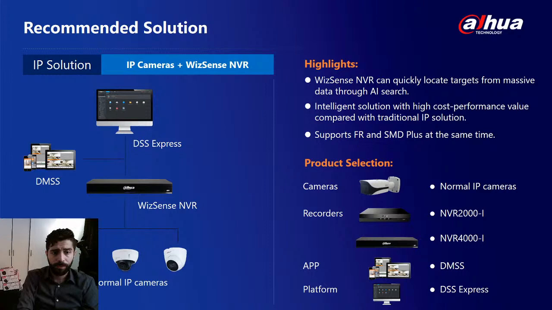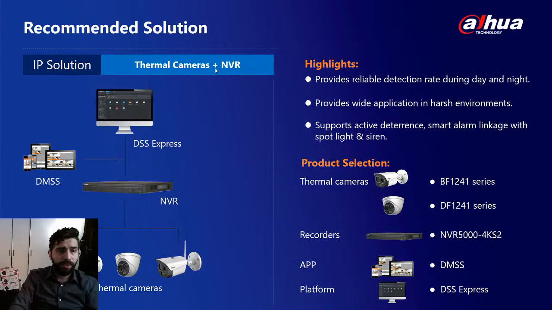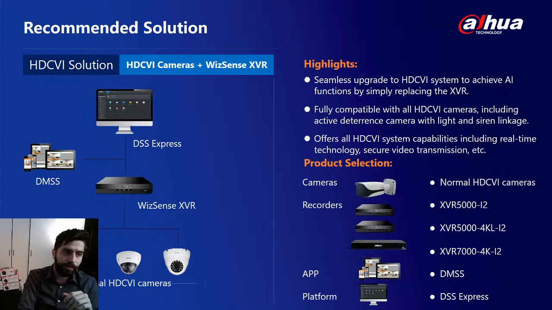We have this solution with the thermal camera plus the NVR. You can use this type of camera, the thermal bullet TPC-BF1241, or the dome TPC-DF1241 series, with the NVR5 series. You can use the thermal solution for it. Also, you can use an HDCVI camera plus the WizSense series, so the normal HDCVI camera with the WizSense XVR.